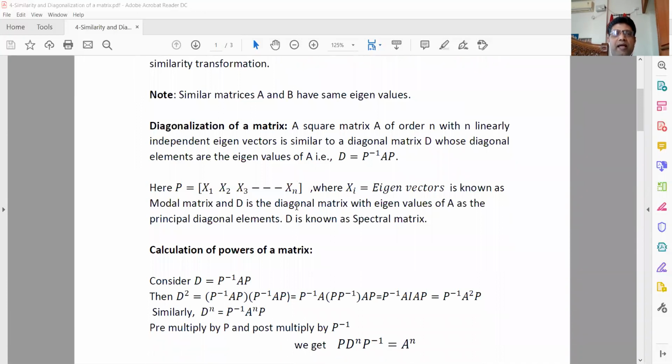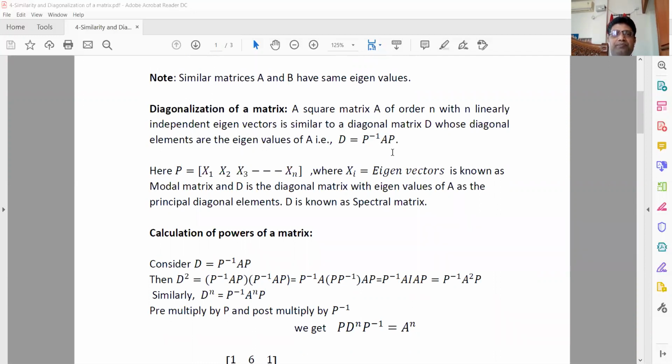Now let us focus on the diagonalization of a matrix. A square matrix A of order n with n linearly independent eigenvectors is similar to a diagonal matrix D whose diagonal elements are the eigenvalues of A. That is D equals P inverse AP. So this is the diagonalization of a matrix. That means for the given matrix A, you have to calculate a matrix P in such a way that the column vectors of this P must be the eigenvectors of the matrix A and they must be linearly independent.